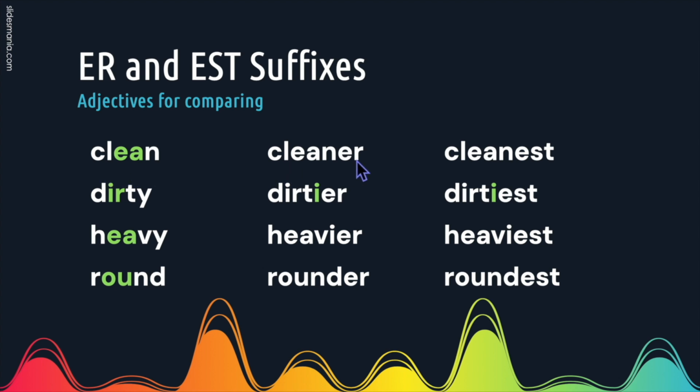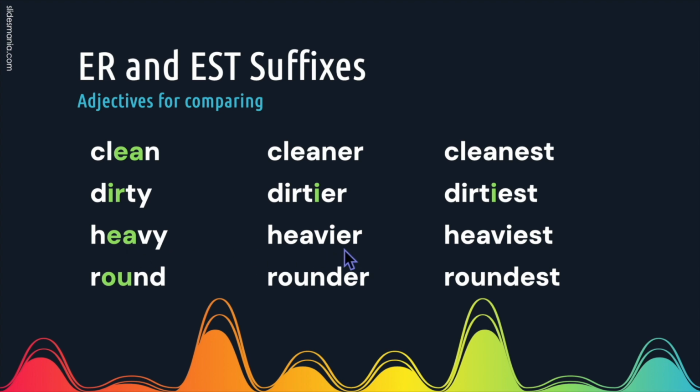EA says E most of the time. Clean, cleaner, cleanest. IR says er, dirty. Notice that when we add a suffix that starts with a vowel, the Y becomes an I. So we change the Y to an I before we add the er or the est. So dirtier, dirtiest. EA most of the time says E, like in clean, but sometimes it has a short E sound, and it does in this word. So this word is heavy. Once again, the Y becomes an I before adding a suffix starting with a vowel.